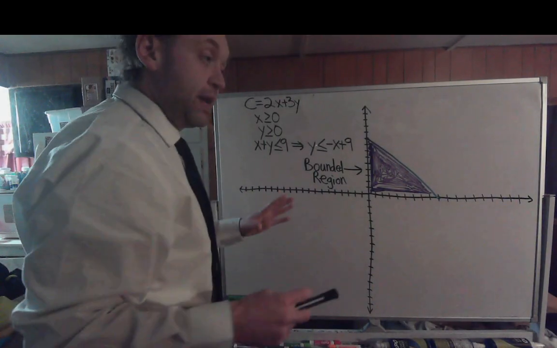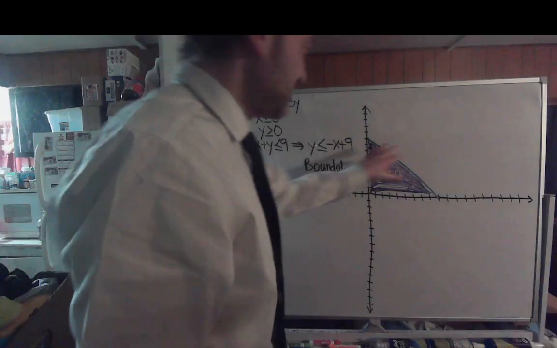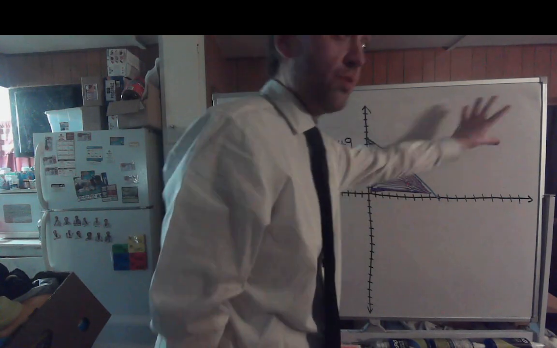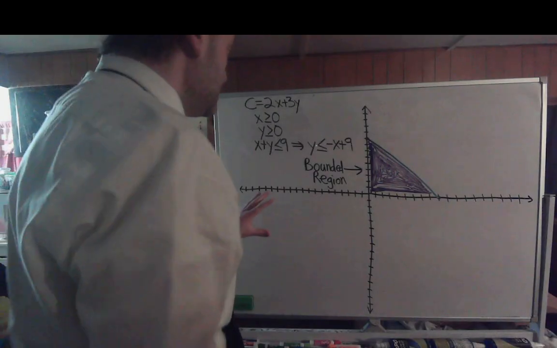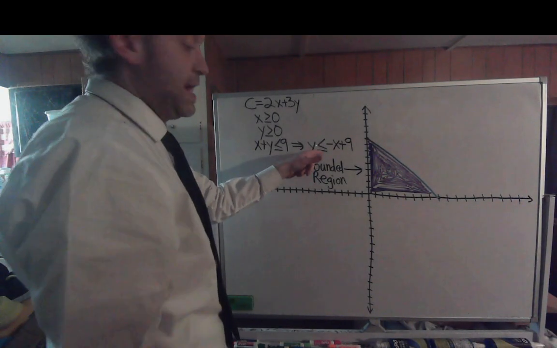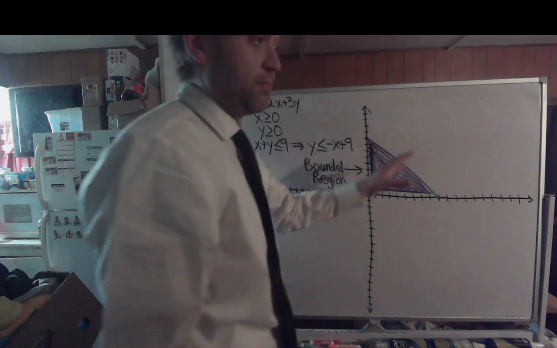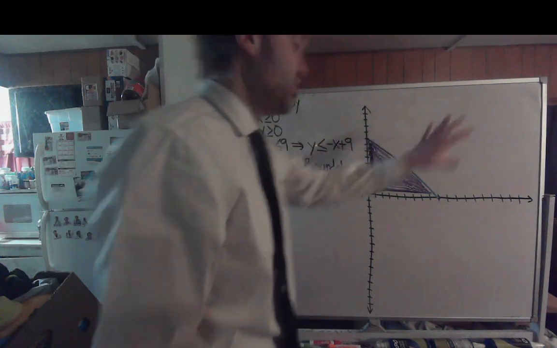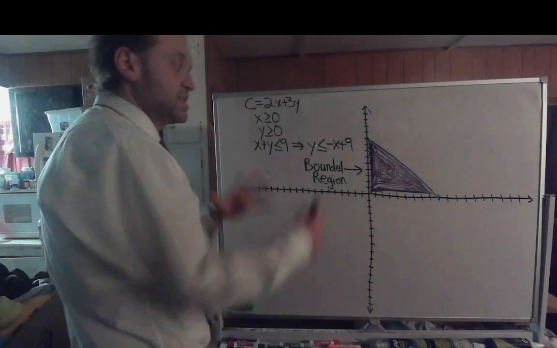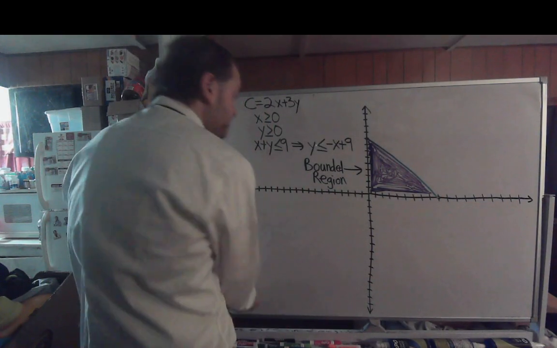If it were unbounded, you would be shading outside of the blue line all the way through the rest of the quadrant, and then this inequality would be y is greater than or equal to negative x plus 9. That would give you an unbounded region, but this is a bounded region since it's all closed in and shaded.